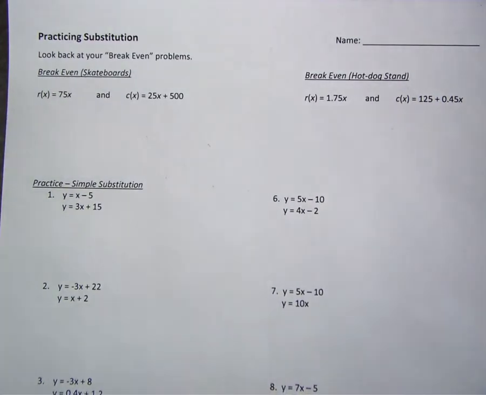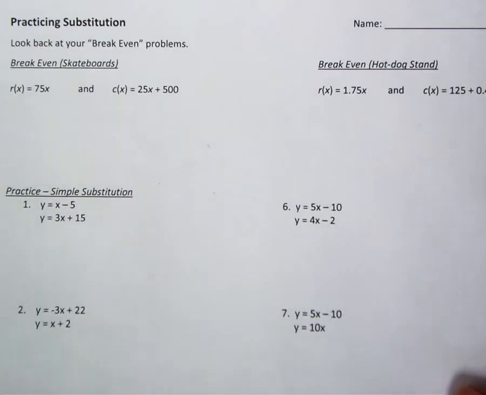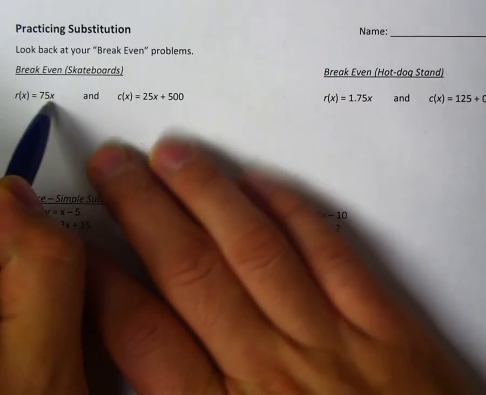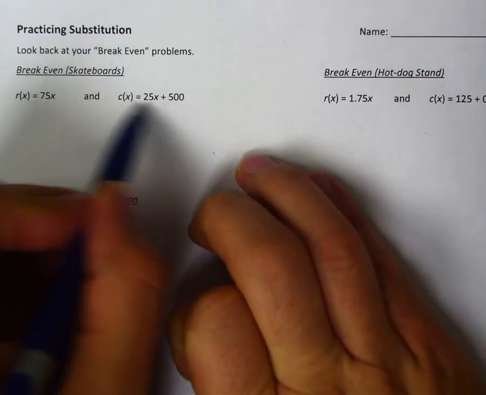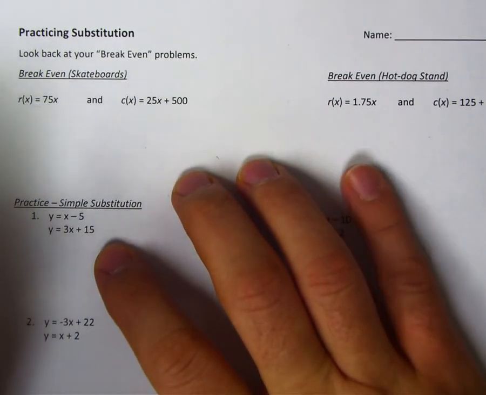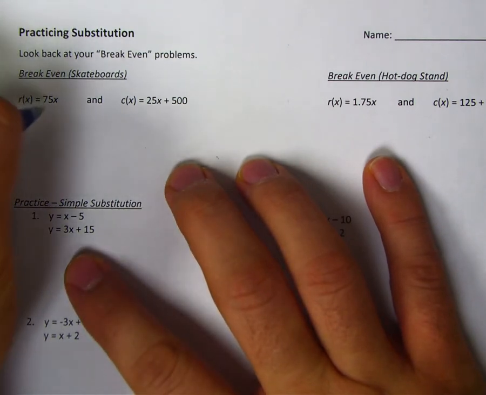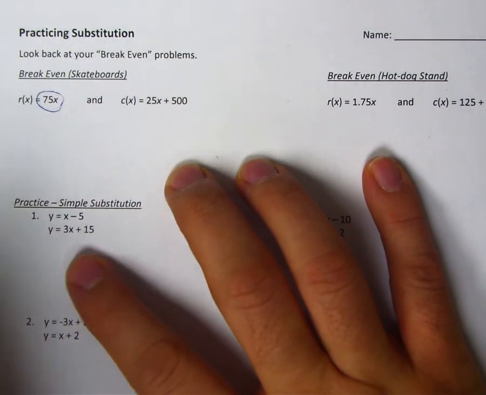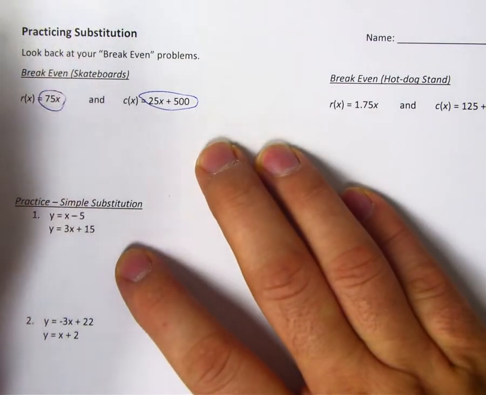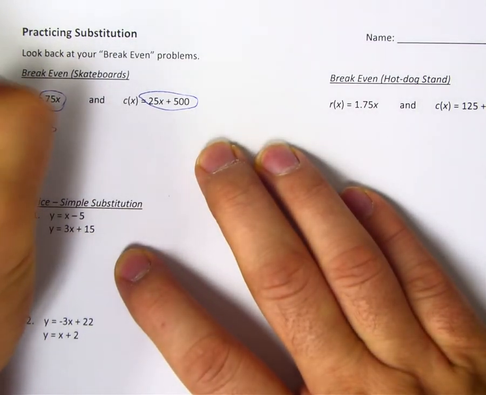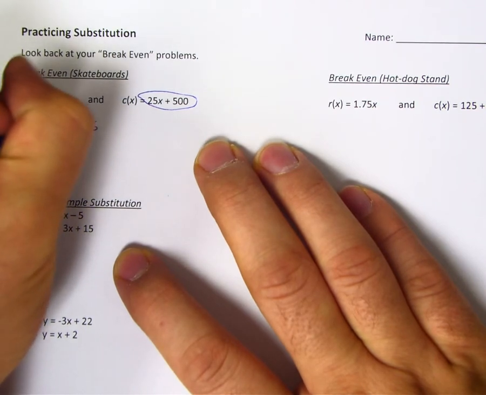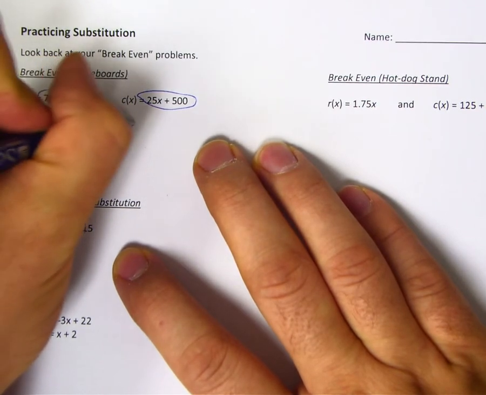Sometimes it's necessary to use substitution, and we want to start with a pretty easy basic way. All right, so the first thing we're going to do is take this problem right here and this problem right here, and since we want them to equal each other, we want the revenue to equal the cost. We're going to take the 75X and the 25X plus 500, and set them equal to each other. 75X equals 25X plus 500.